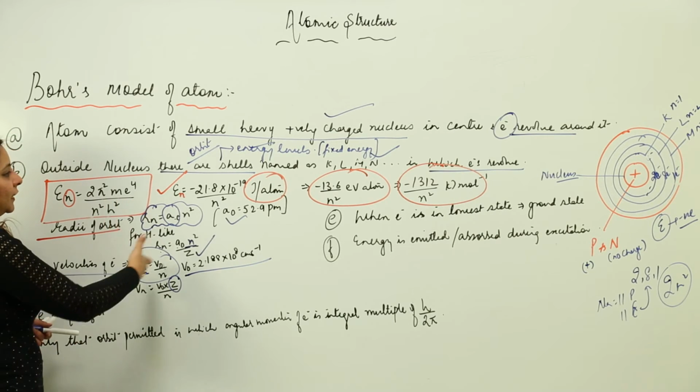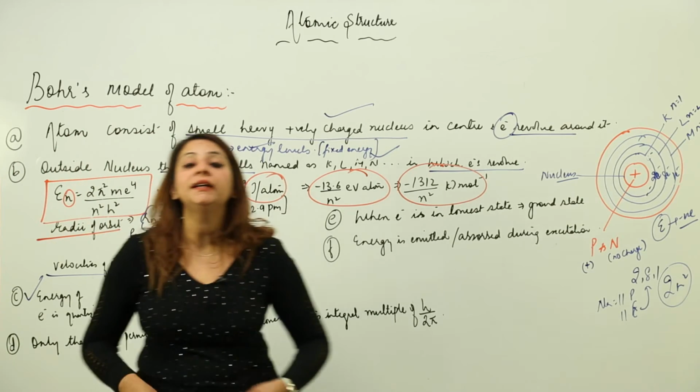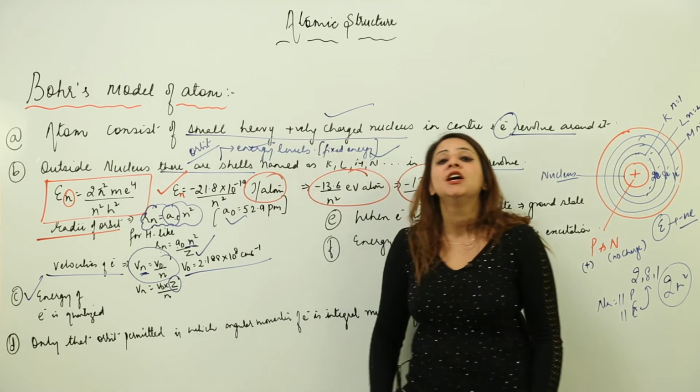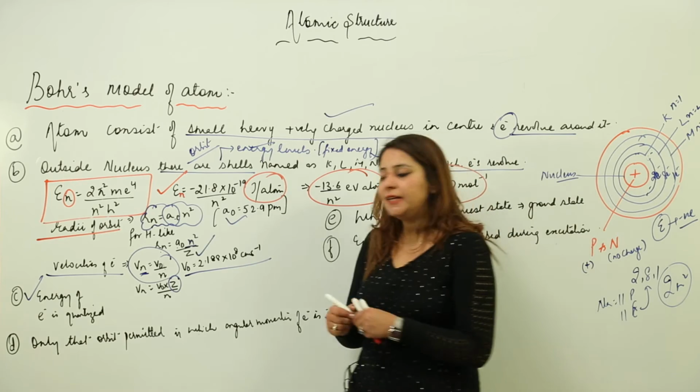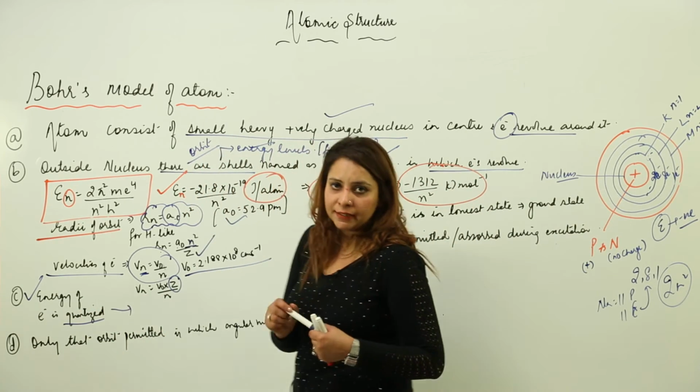So this is the second postulate of the Bohr model. Third is that they say that the energy of the electron is quantized. When I say quantized, it means it has certain set values.